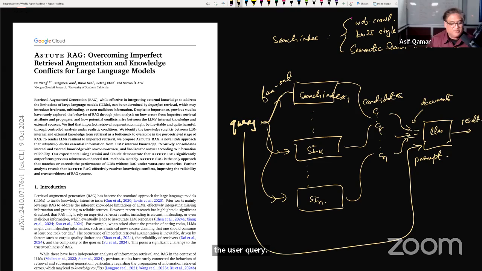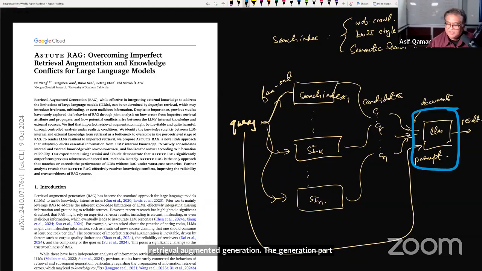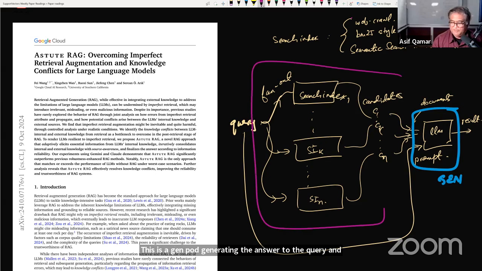So this is your quintessential picture, or a simplified picture, of retrieval augmented generation. The generation part is obviously the LLM part. This is the gen part, generating the answer to the query. And the retrieval part is, of course, this part, the retrieval part.